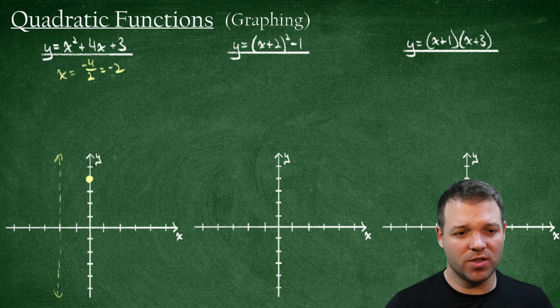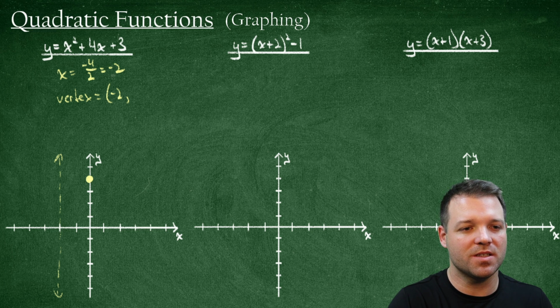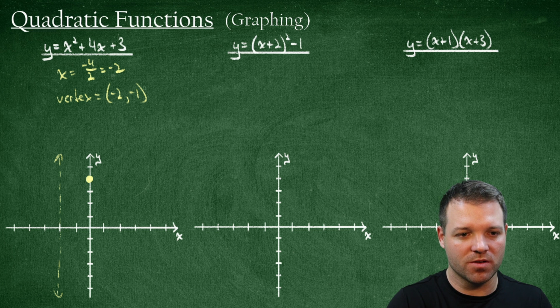Let's see. Well, I could get the vertex. Let's go ahead and get the vertex by plugging in -2 for x. So we'll say the vertex is going to be -2, and if I plug in -2 here, that's going to be 4 minus 8, which is -4, and then -4 plus 3 is -1, so there we go. So the vertex is going to be at -2, -1.